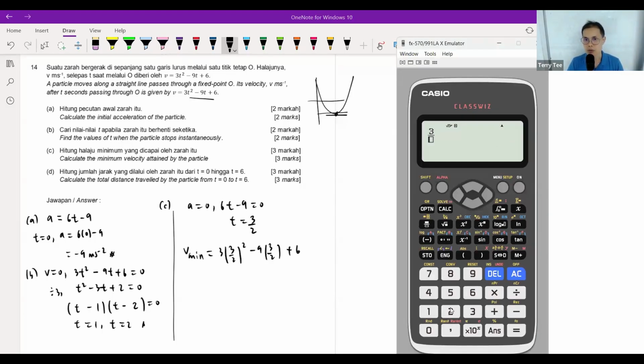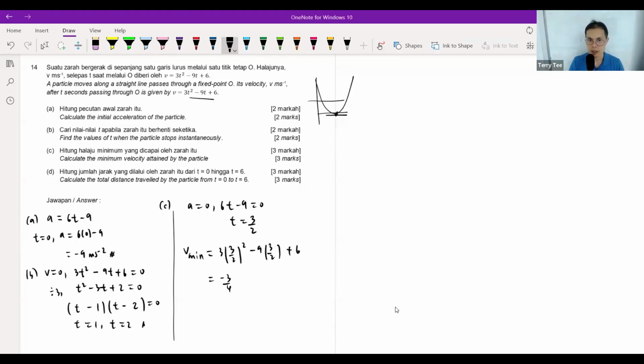For me, I just use 3/2 here. I press equals to store it as an answer. So 3 times answer squared minus 9 times answer plus 6. I got negative 3/4, meter per second. Okay. Now, lastly, you're finding the total distance traveled.